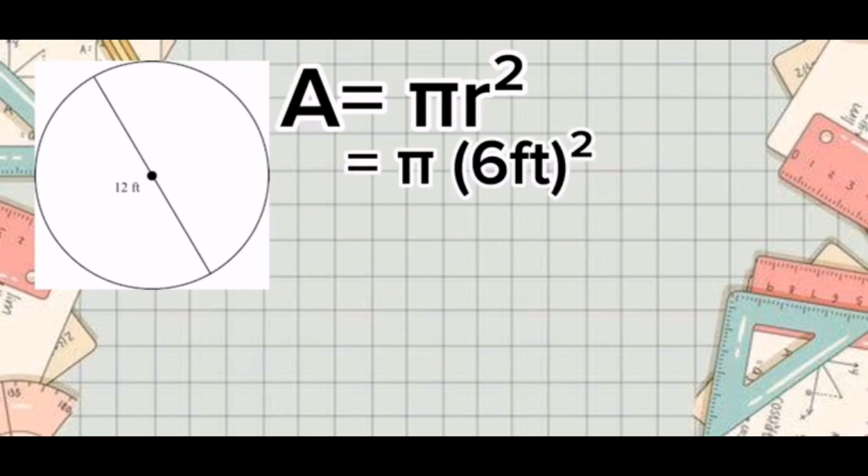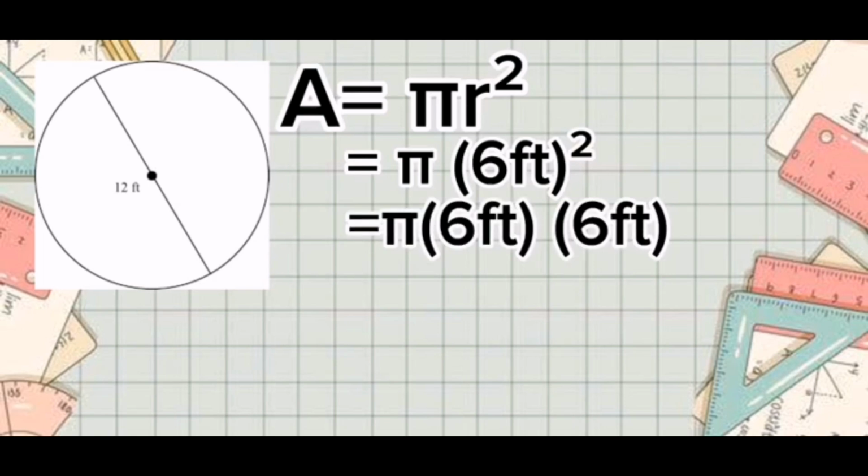That is going to give us 6 squared. Now, 6 squared means 6 times 6, not 6 times 2. When we square a number, we multiply that number by itself. So 6 times 6 equals 36. So we end up with 36 pi squared feet.